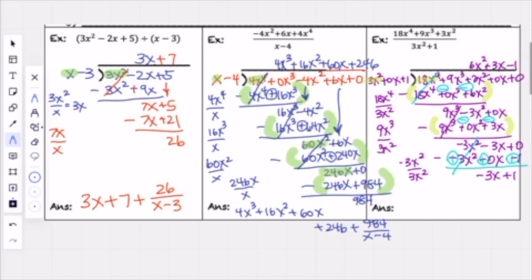Final answer here is going to be 6x squared plus 3x minus 1 plus a fraction with negative 3x plus 1 in the numerator and 3x squared plus 1 in the denominator.